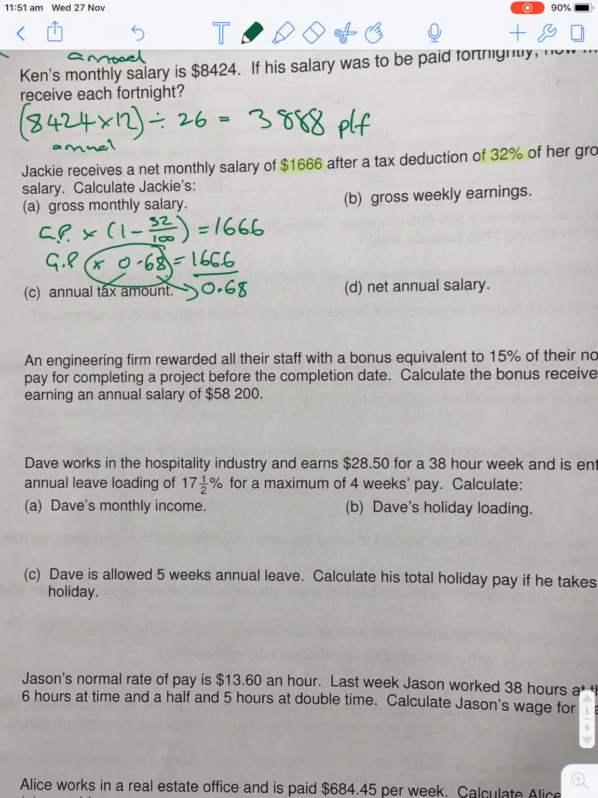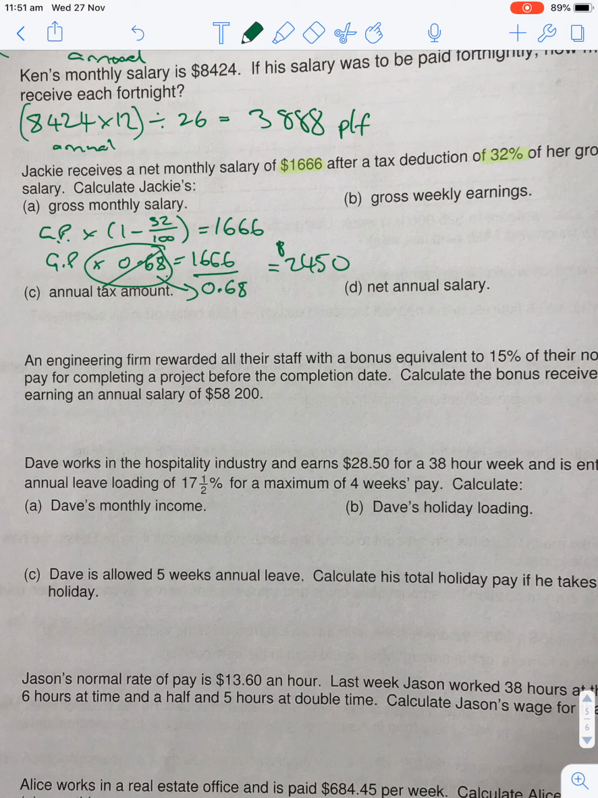So I will be shifting that, moving it over, and when you do that, you'll wind up with an answer of $2,450 as her gross monthly salary. Again, B is just the same trick question.